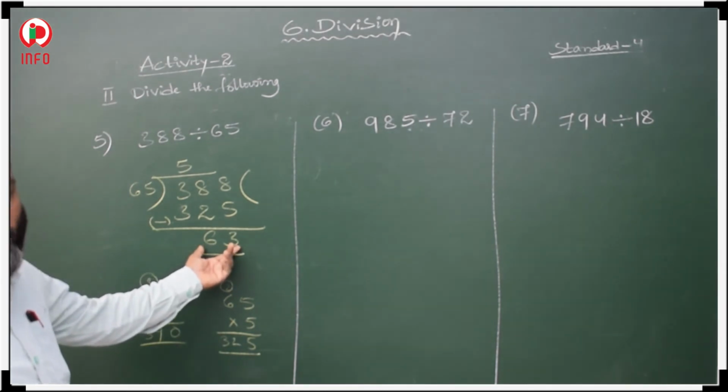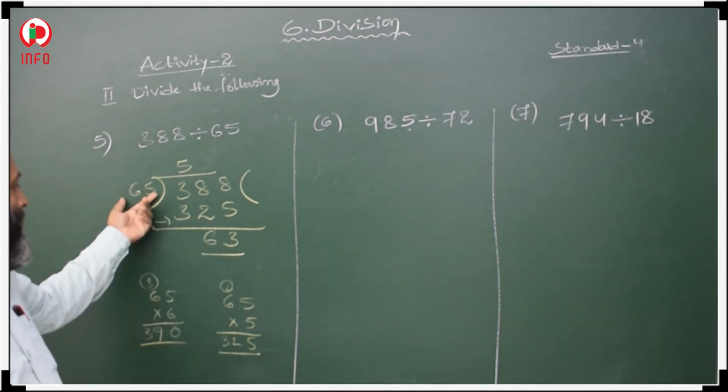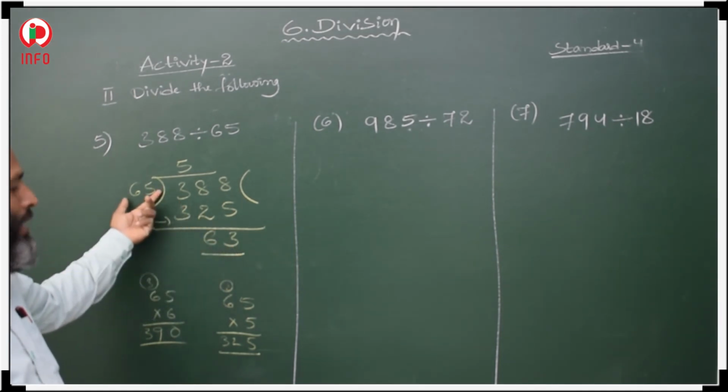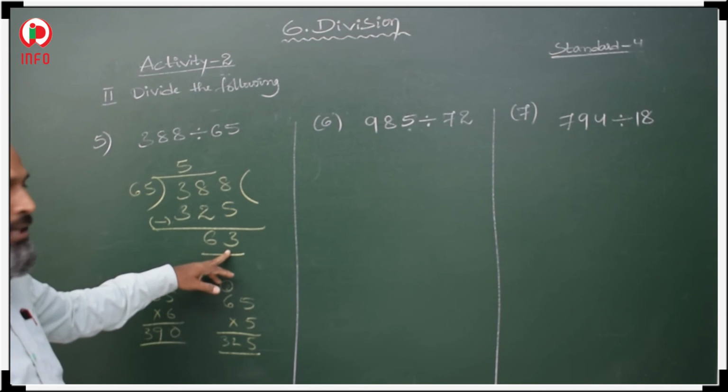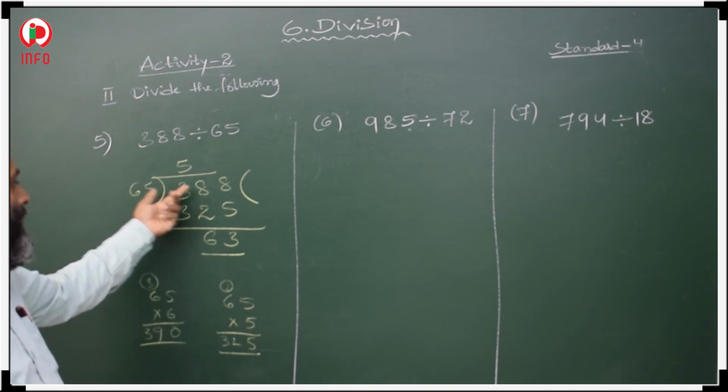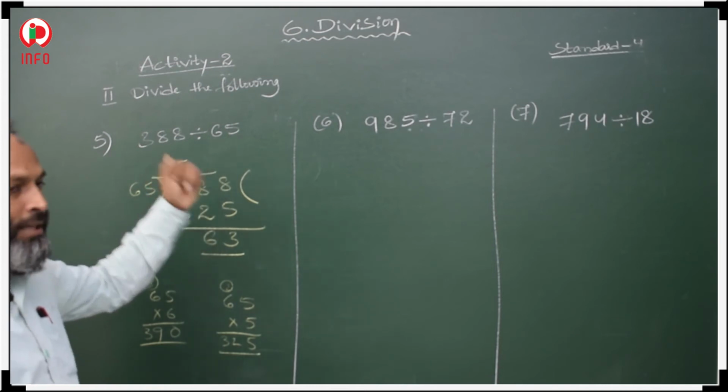Here remainder is 62 and divisor 65. Compare these two. Your remainder is less than the divisor. So it is correct. So this is remainder, this is divisor, this is dividend, this is quotient.